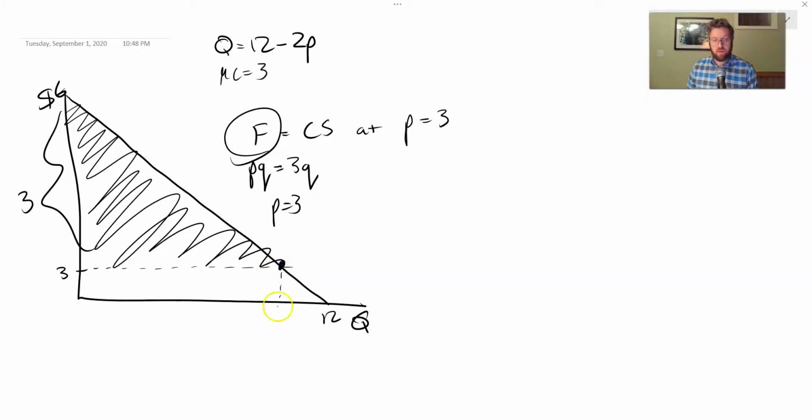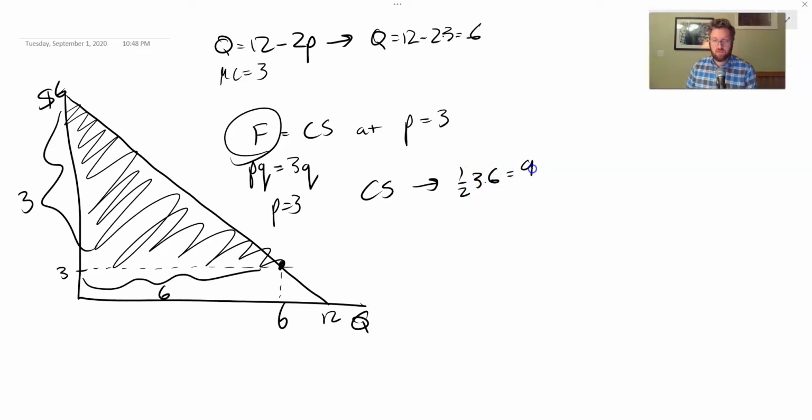We need to find this point here, which is the quantity if the price was equal to 3. Okay, so we just plug 3 in up here, and we get that Q is equal to 12 minus 2 times 3, or 6. Okay, so that means this width is 6, and the consumer surplus would have been 1/2 times 3 times 6, which is equal to 9. But instead, the consumers are going to actually get 0 consumer surplus because we're going to charge F equal to 9 and P equal to 3.